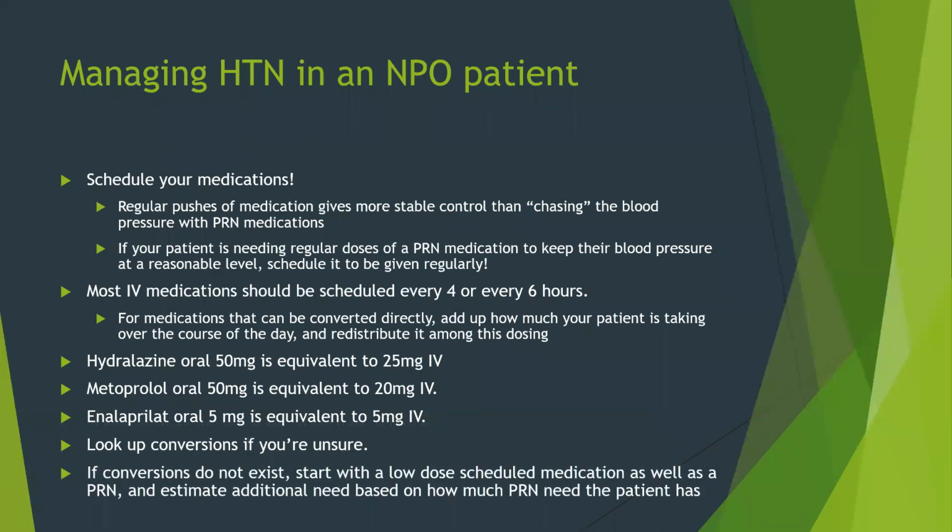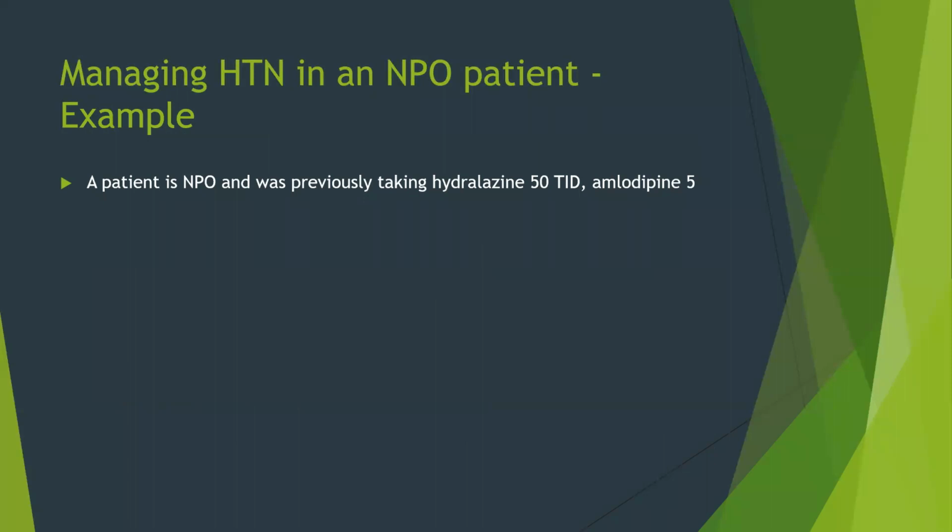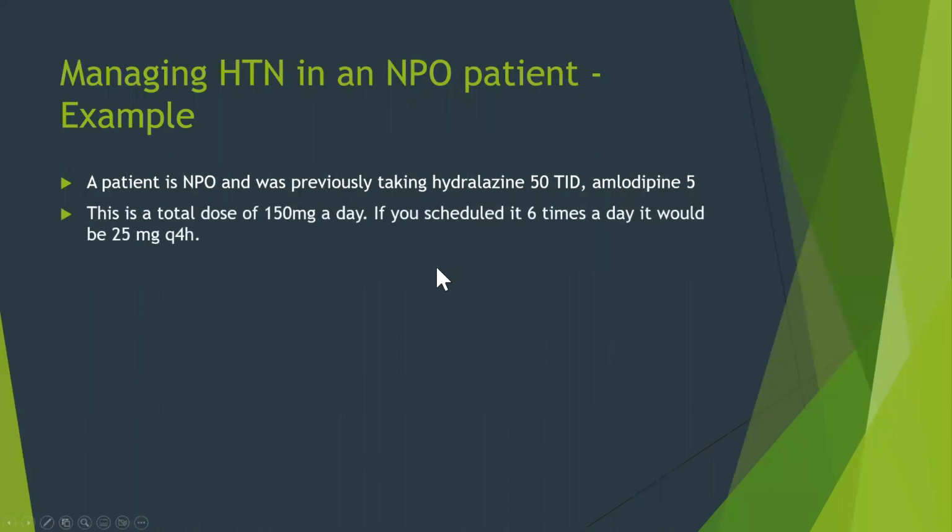And yes, if you give them a PRN and they're needing it scheduled, then just schedule it. So I'll give you an example of this real fast. We'll work through it together. If a patient is NPO, they were previously taking hydralazine 50 TID and amlodipine 5. Amlodipine doesn't have a straight conversion, but hydralazine does. It's a total dose of 150 milligrams a day. So if you scheduled it 6 times a day, it would be 25 milligrams Q4 hours.